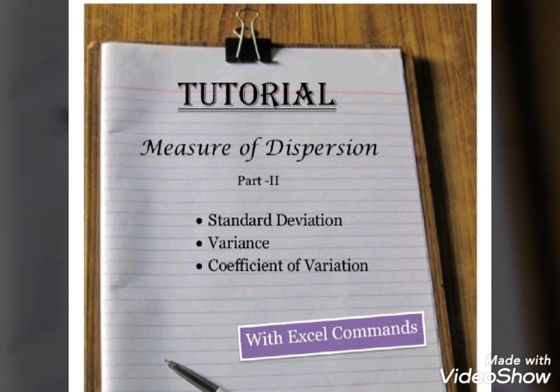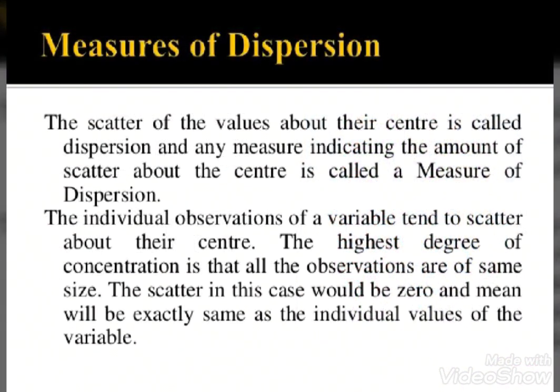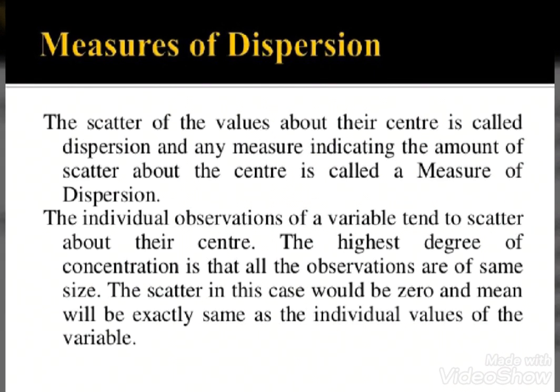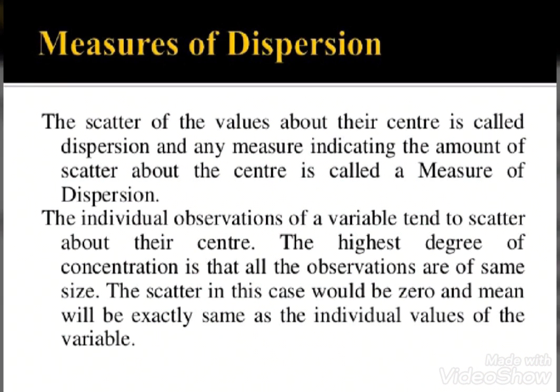So today's topic is measures of dispersion. Let's start with the introduction. Measures of dispersion. The scatter of the values about their center is called dispersion, and any measure indicating the amount of scatter about the center is called a measure of dispersion.